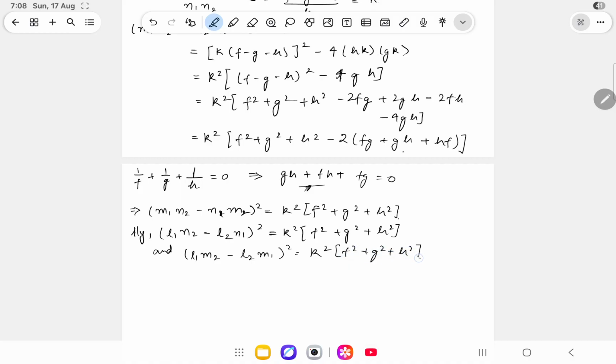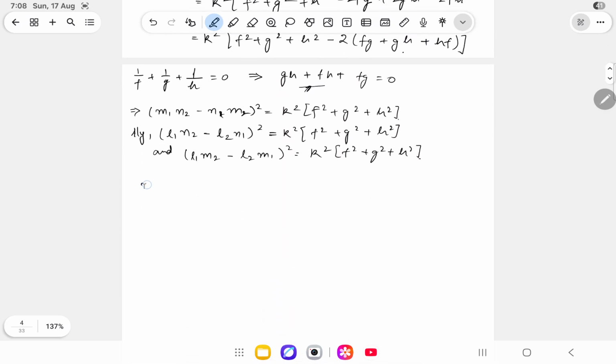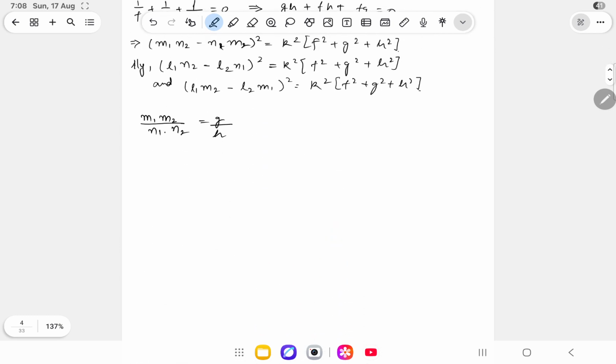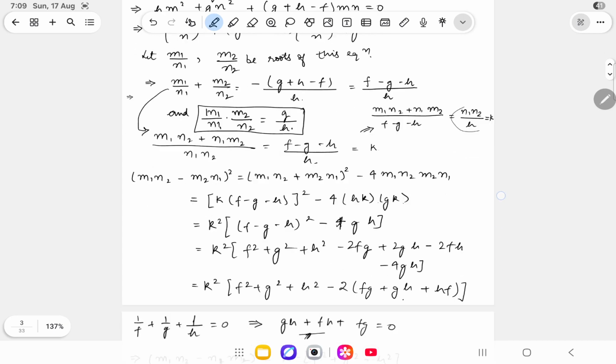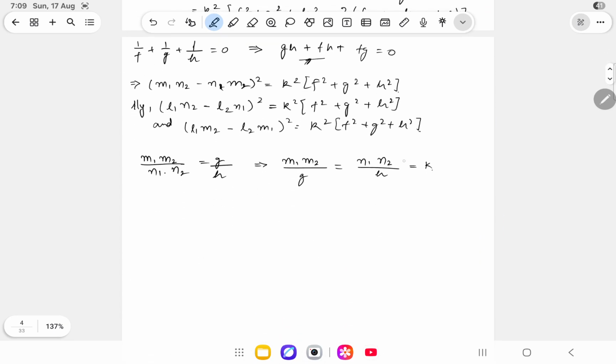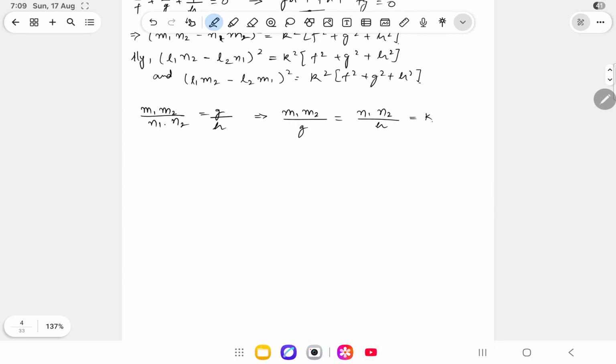Now from this equation, product of roots, I will get m1 m2 upon n1 n2 equals g by h. So from here I will get m1 m2 upon g equals n1 n2 upon h, which we have taken equal to k. We can take this equal to k and this equal to k because both involve the term n1 n2 upon h. That's why we can take the ratio of both sum and product as the same thing.